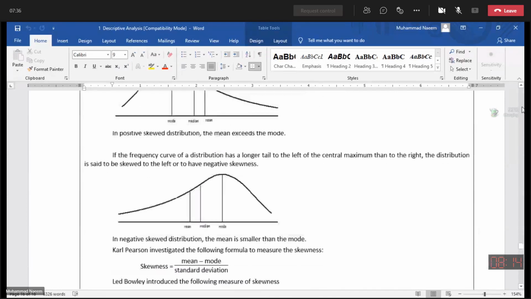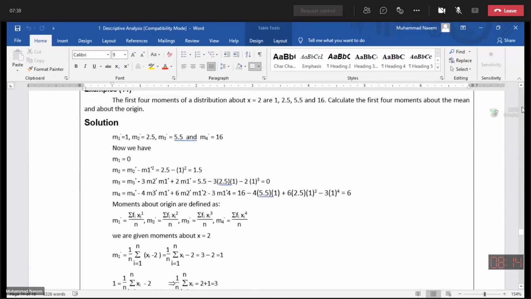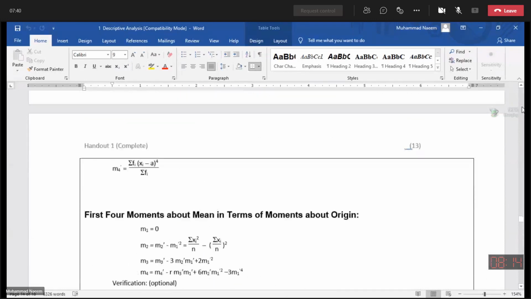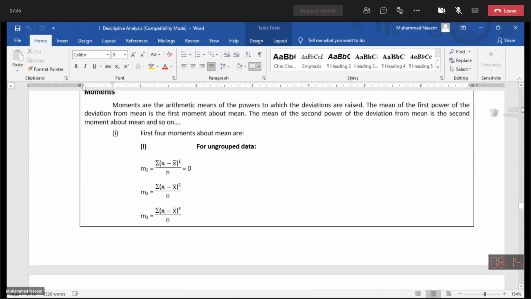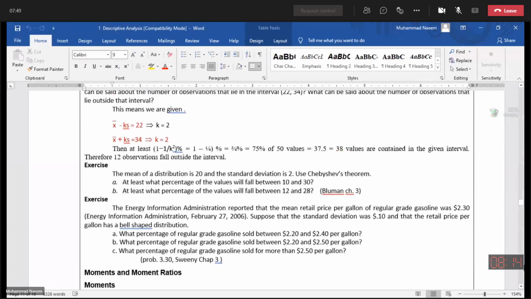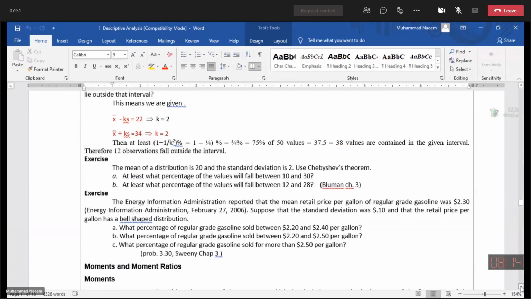So we have to start from here. The topic of moments and moment ratio. This will include skewness and kurtosis.